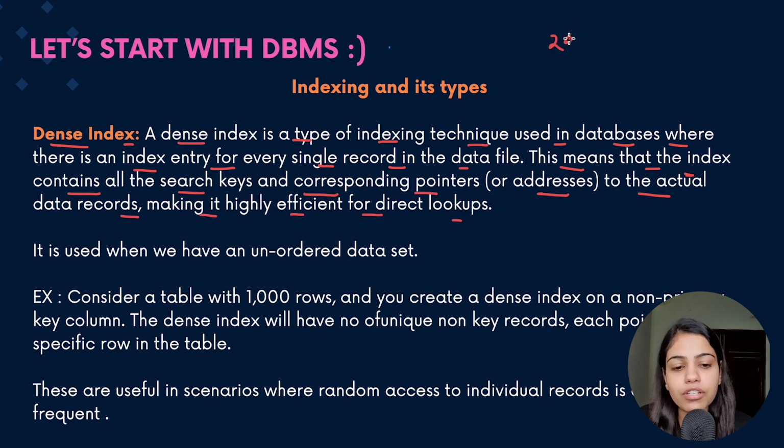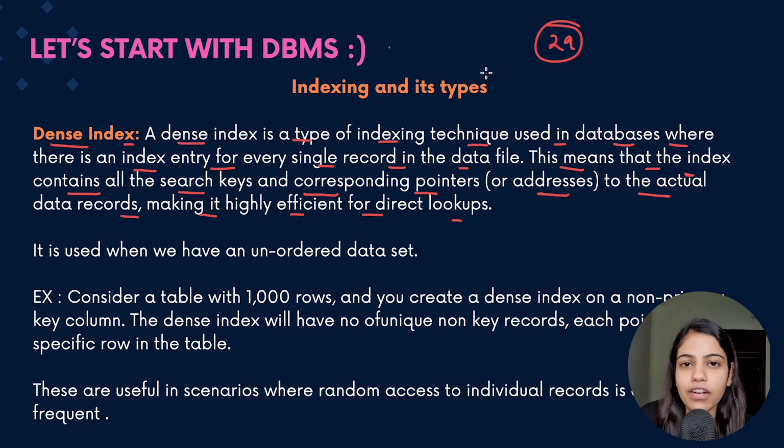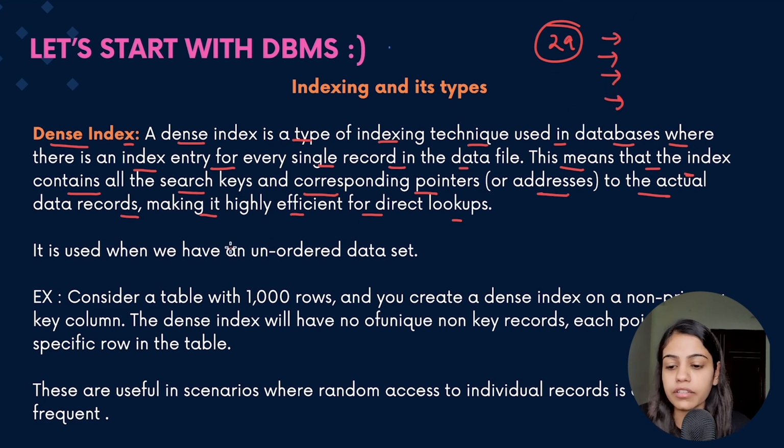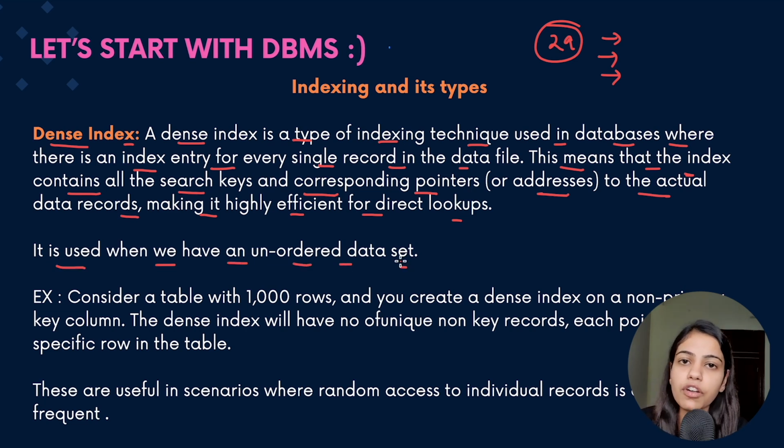Whenever you want to search for any random value in non-ordered data, you can just go to the dense index, because the dense index has an entry for each and every record present in the table. So you can do a direct lookup from there. It is used when we have an unordered data set. Whenever you want to make an index on a non-primary key column where the values are not unique and the data is unordered, you can use the dense index.